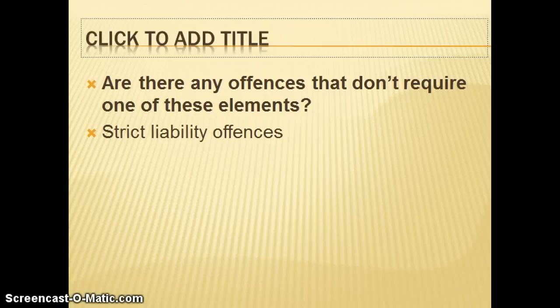So an overview there is the 5 questions. What is crime? How do we classify crime? What inherent tension is present? What are the elements of a crime? And are there any offences that don't require one of these elements?